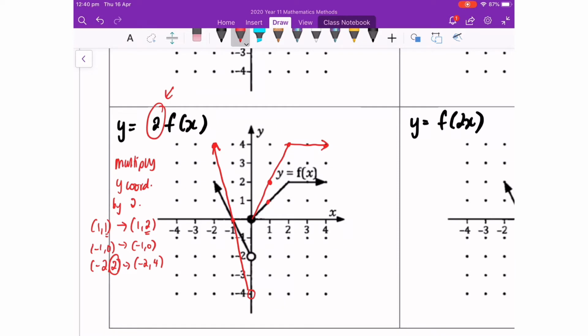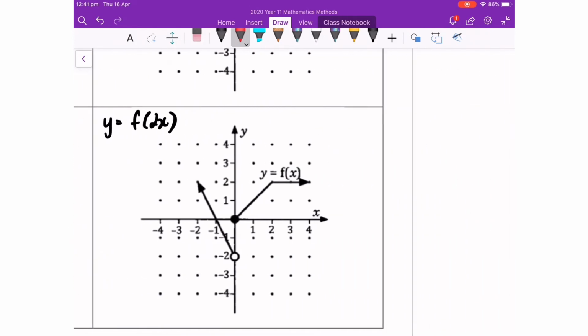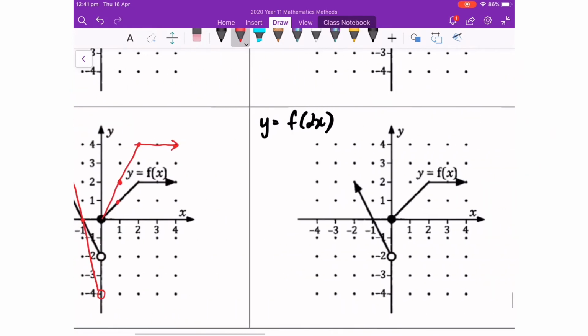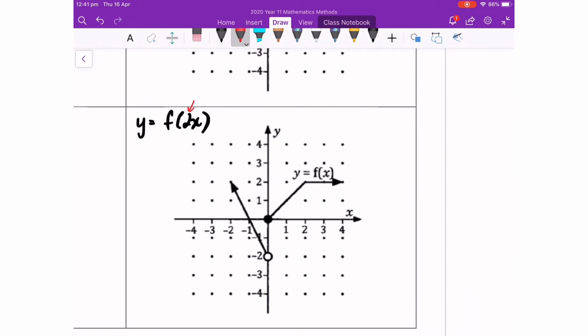Now, let's do an example where I've got, for example, y equals f(2x), where the 2 is inside the brackets. Do you see how that's different to this, where that's on the outside, and this is on the inside? Important to note that if it's inside the bracket, my scale factor is not 2. It is 1 over 2, the reciprocal. So my scale factor is 1 over 2, or a half. So I'm going to multiply, not my y coordinate, but my x coordinate by a half.